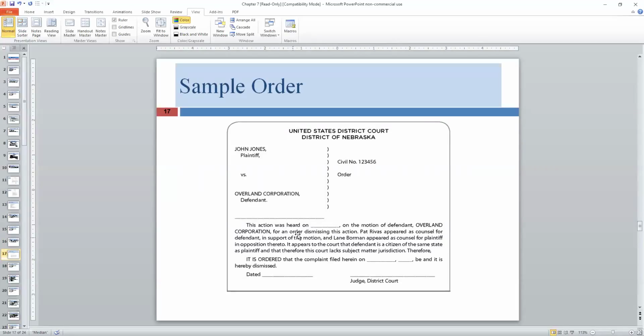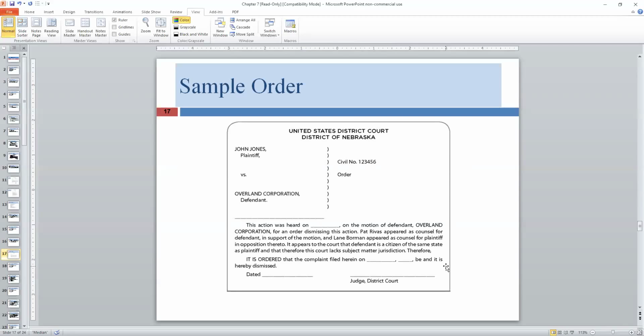This action was heard on, of course you'd add the date, on the motion of defendant Overland Corporation for an order dismissing this action. Pat Rivas appeared as counsel for defendant in support of the motion, and Lane Borman appeared as counsel for plaintiff in opposition thereto. It appears to the court the defendant is a citizen in the same state as plaintiff, and that therefore this court lacks subject matter jurisdiction. Therefore, it is ordered that the complaint filed herein on blank date be and is hereby dismissed. And again, it'd be dated and signed.